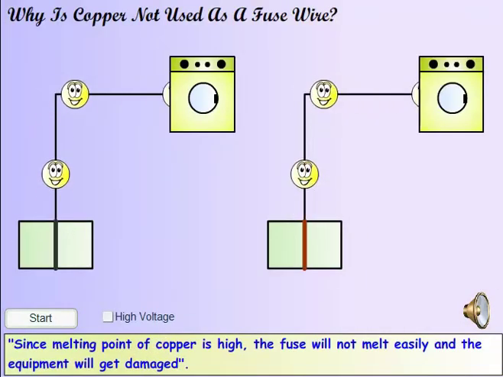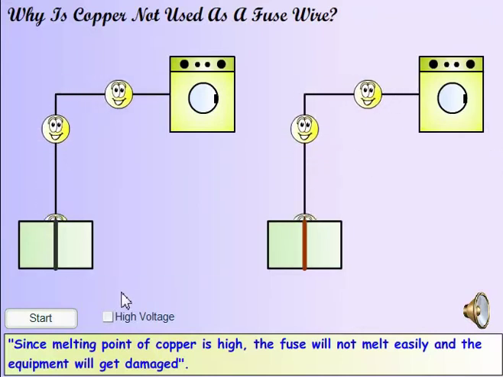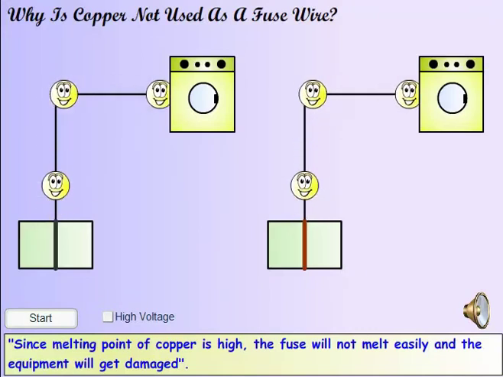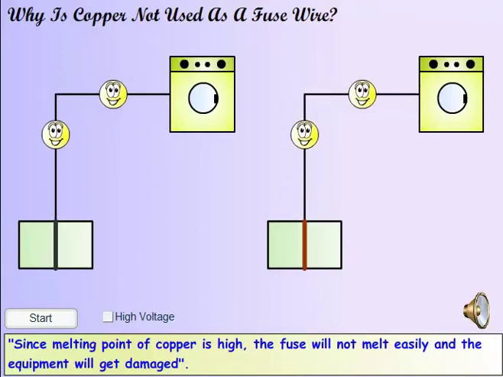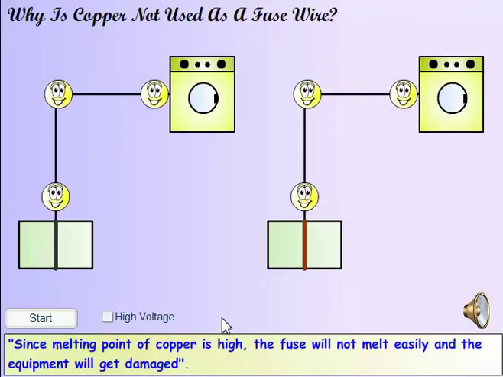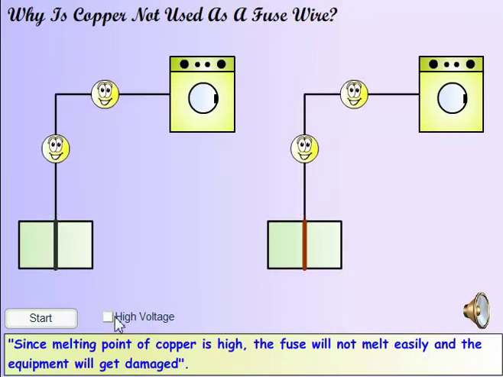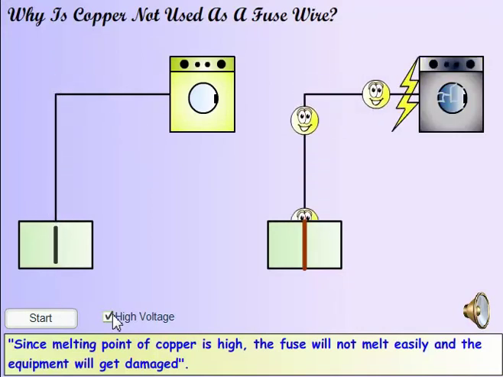Fuse wires should be made of metals with a low melting point. The melting point of copper is high, so when there is a surge in current, the fuse gets heated but does not melt. So the current continues to flow and damages the equipment. The whole purpose of the fuse is lost. Click on the box High Voltage to compare the copper fuse with a zinc alloy fuse.